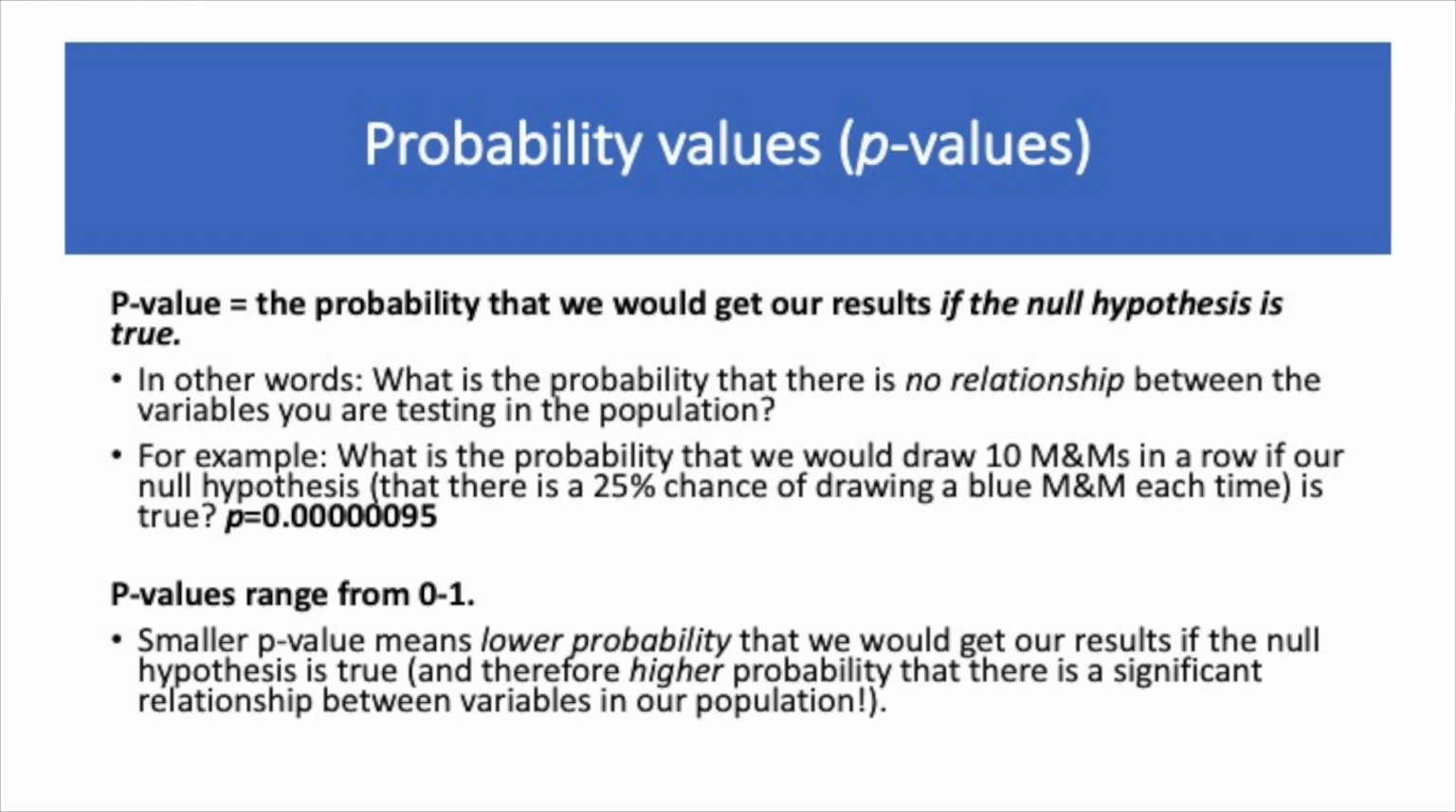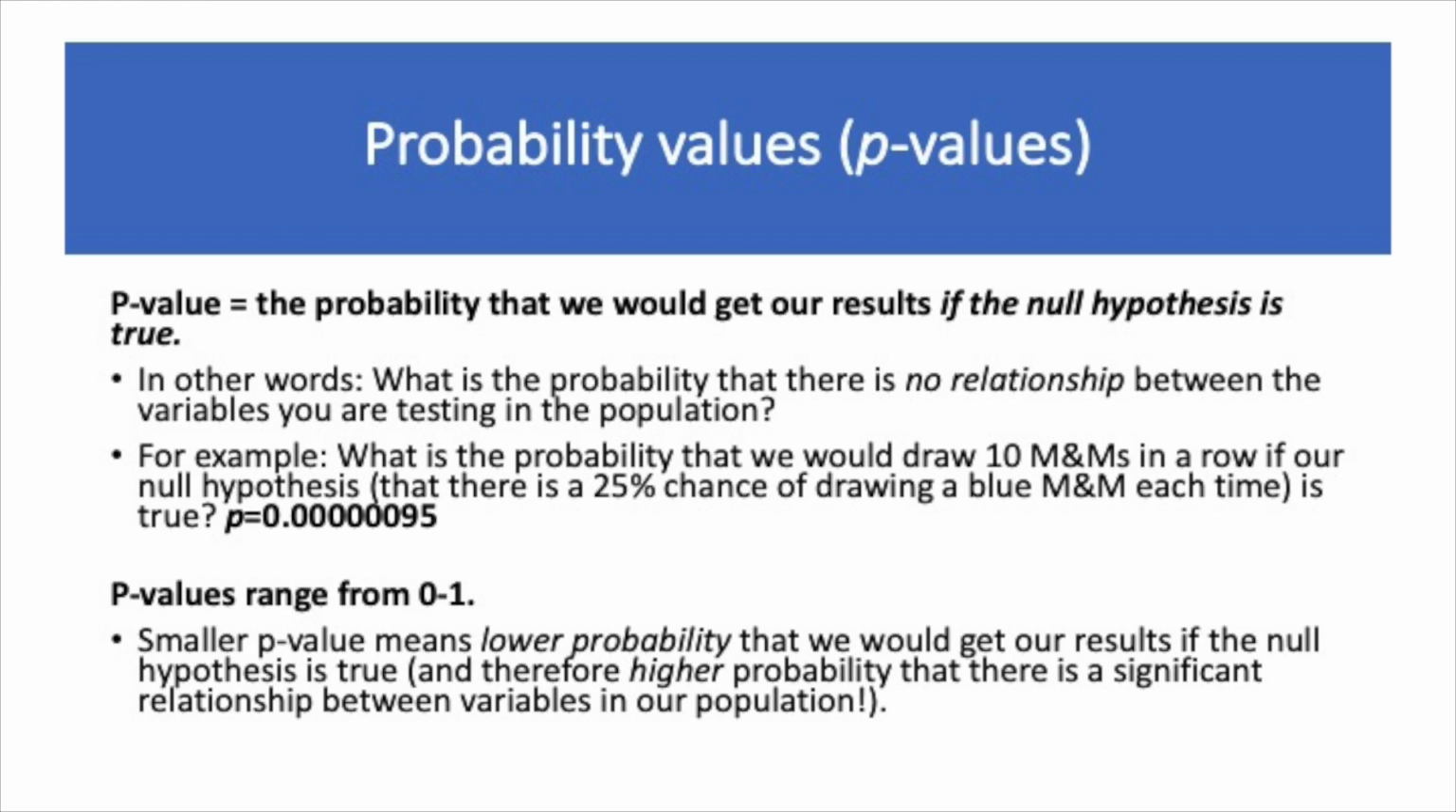Let's go back to that M&Ms example. There we were testing the probability that we would draw 10 M&Ms in a row that are blue if our null hypothesis is true, right? And our null hypothesis is that there's a 25% chance of drawing a blue M&M each time. So in this case, our probability value is very low. It's very unlikely that we would draw 10 blue M&Ms in a row if our null hypothesis was actually true. Okay?